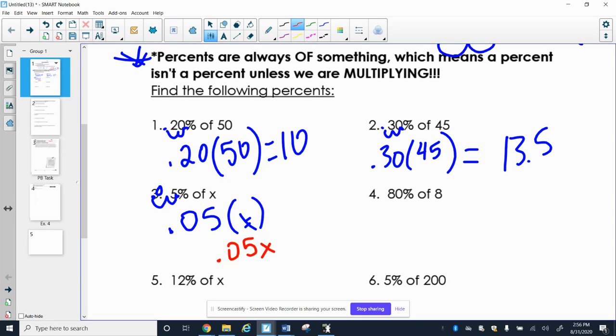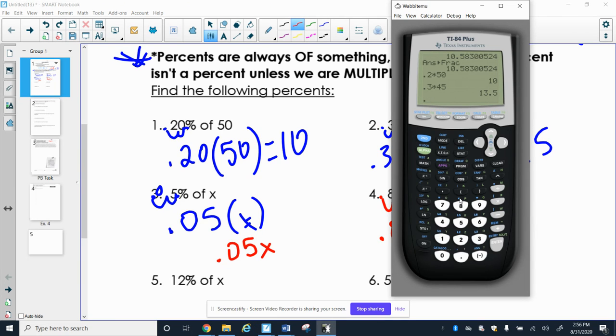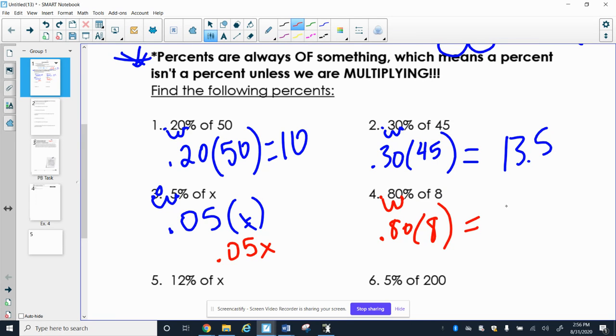For 80% of 8, same process. We're going to take our decimal point at the end, move it over 2. That's the same as 0.80 of 8. Let's see what we get. 0.8 times 8. This one you can probably do without a calculator. That's the same as 8 times 8, moving the decimal 1 place. 6.4.